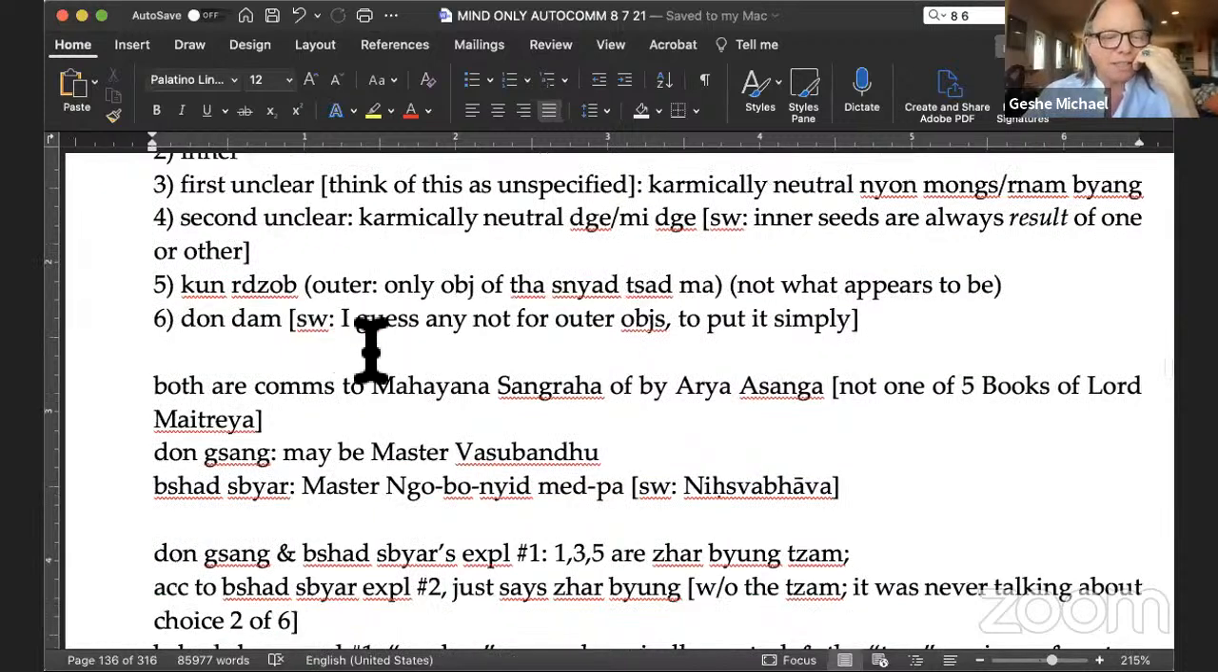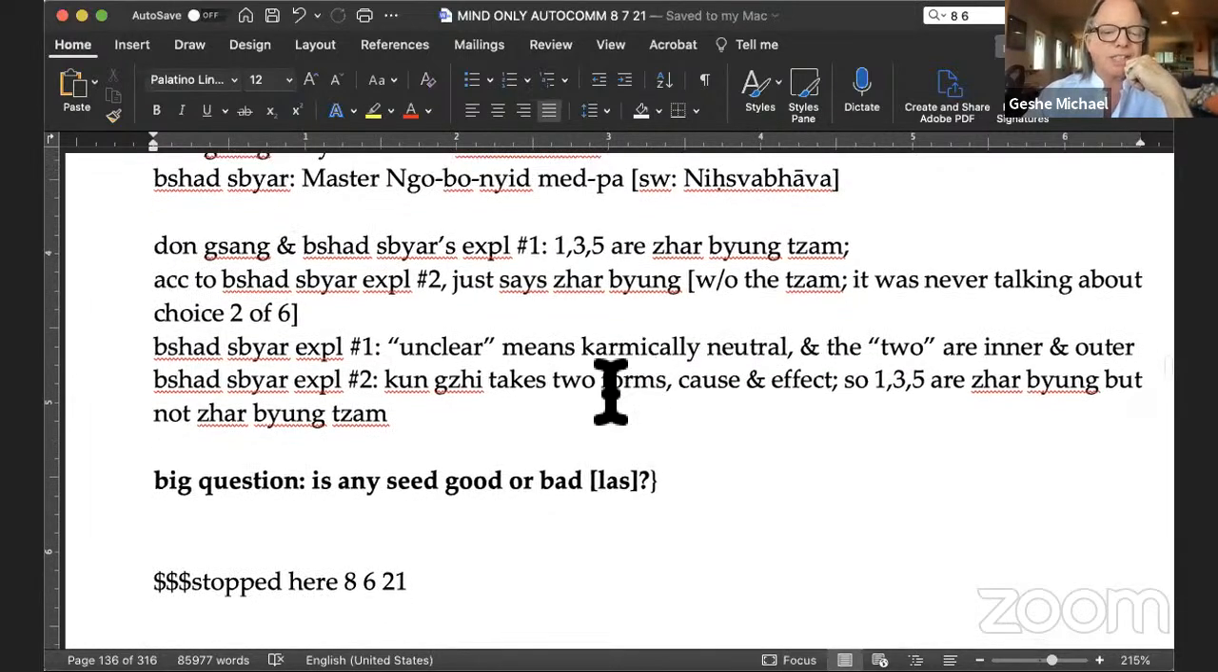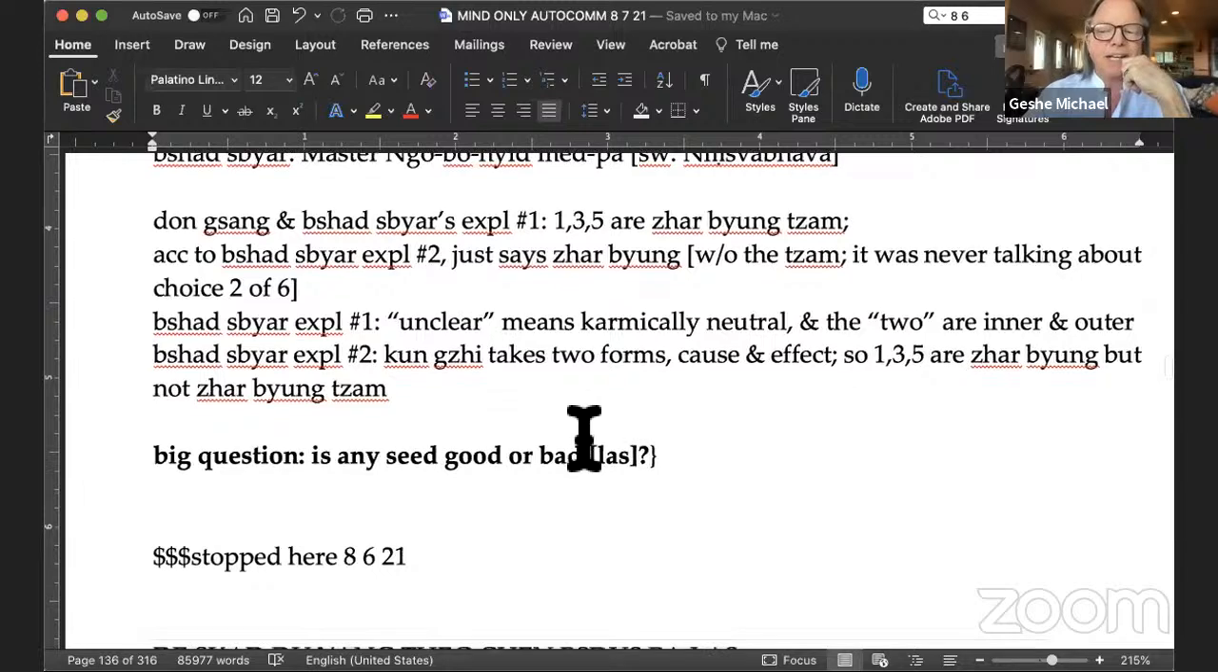The second explanation in Shejar says that they are Sharjung without the some. And it was never talking about number 2 of the 6 anyway. So explanation number 2 in Shejar drops the some. Without the some, it just means they're secondary, but they're not unimportant. They're not just secondary.